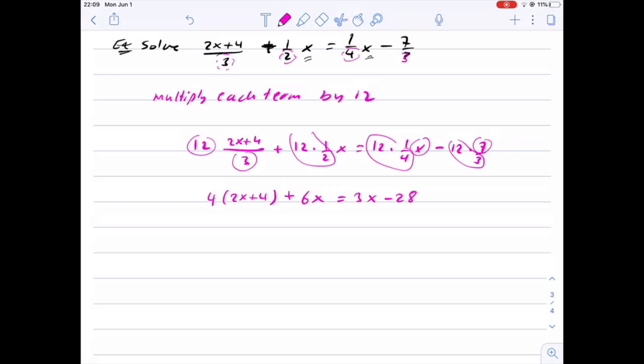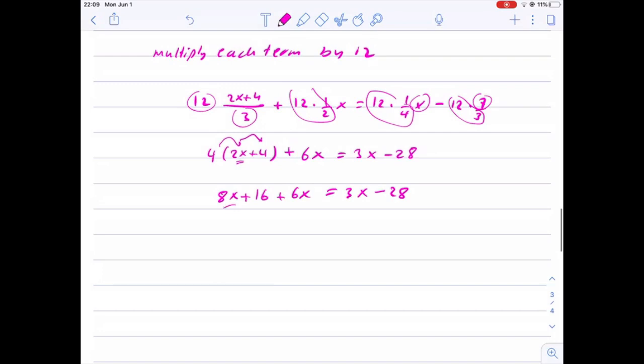Okay, now we need to simplify to get rid of the parentheses first. So we distribute 4. 4 times 2x is 8x. 4 times 4 is 16, plus 6x equals the right-hand side. And then we have 8x plus 6x, that's 14x plus 16 on the left-hand side. On the right-hand side we still have the same expression.